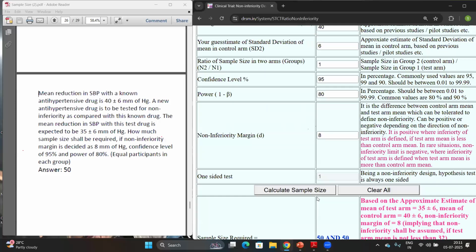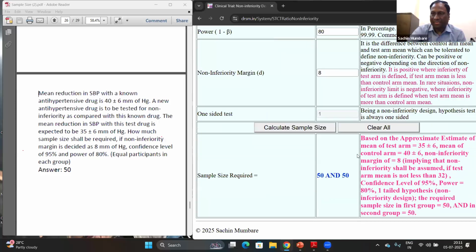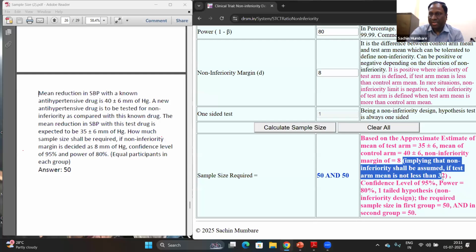50 and 50. Please read here: based on the approximate estimate of mean of test arm 35, mean of control arm 40, and non-inferiority margin of 8, non-inferiority shall be assumed if the test arm mean is not less than 35.